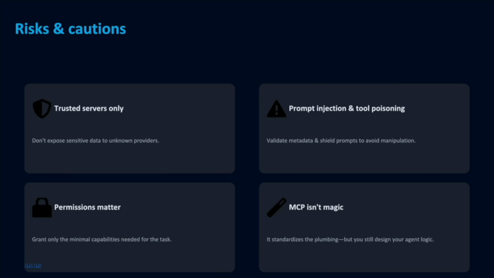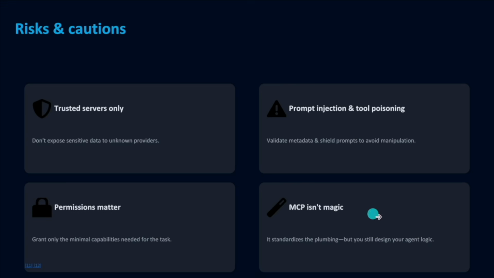Some risks and cautions. Make sure that whatever MCP servers you create, if they contain some very sensitive data, then make sure that it is trusted and authenticated. Prompt injection and tool poisoning is also one of the things. Hackers can, if your communication is not secure enough, inject something while the communication is happening between your agent and the tool, and your agent will receive some malformed data or data that is not needed, and it might affect your application. Okay, it will corrupt it.